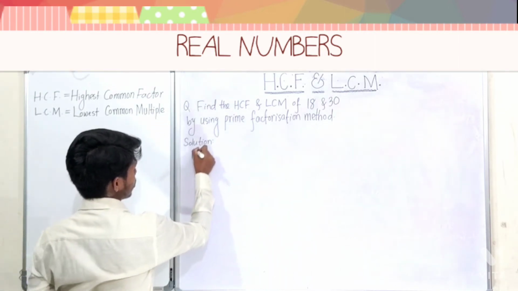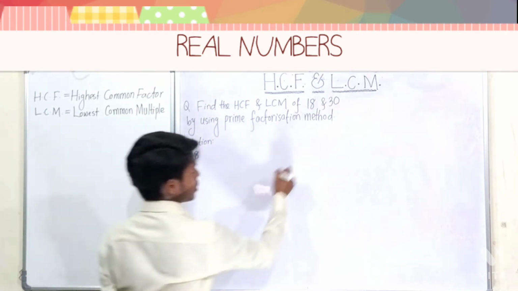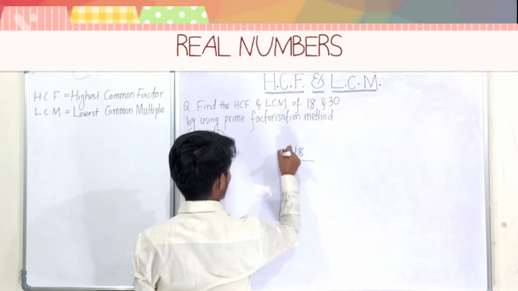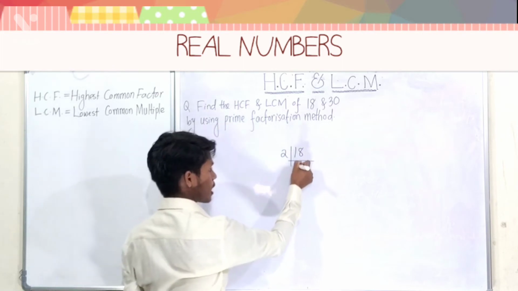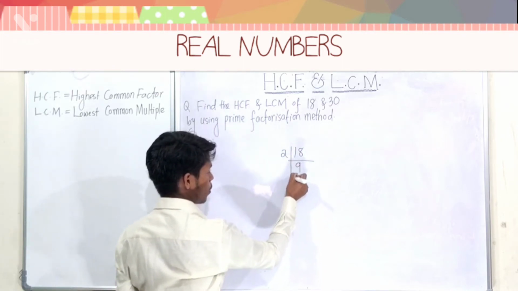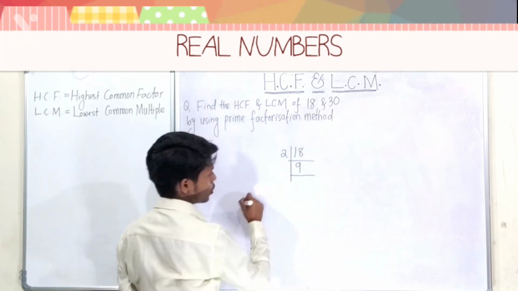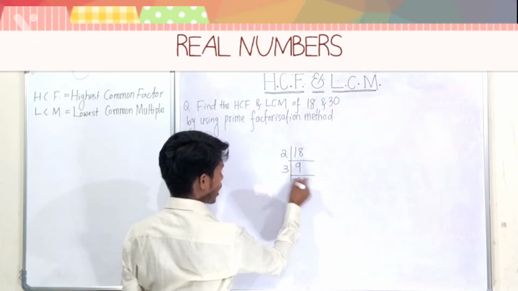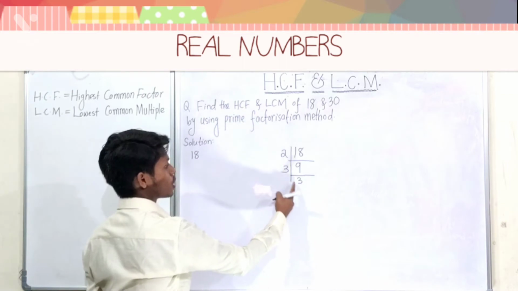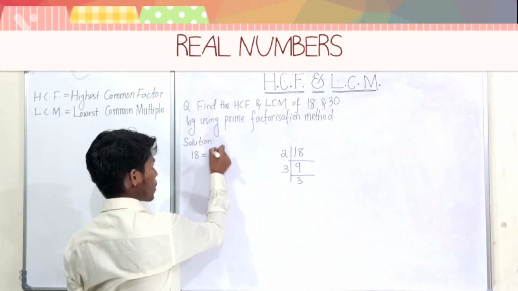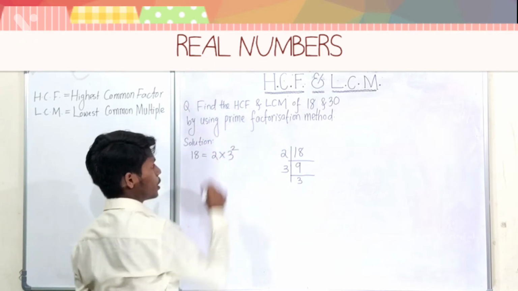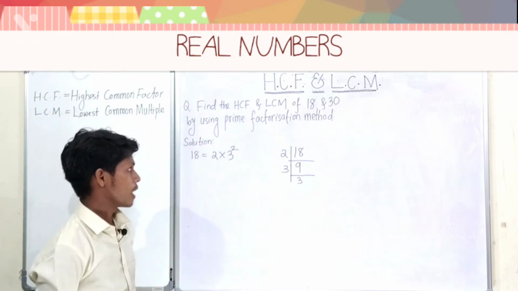At first let's find the prime factorization of 18. So let's factorize 18 by its prime factors. 2 is a factor of 18, so 2 times 9 is 18. Now 9 cannot be divided by 2, but 9 is divisible by 3, so 3 times 3 is 9. So we got 2, 3, 3 as the prime factors of 18. So we can write 2 into 3 squared in place of 18.